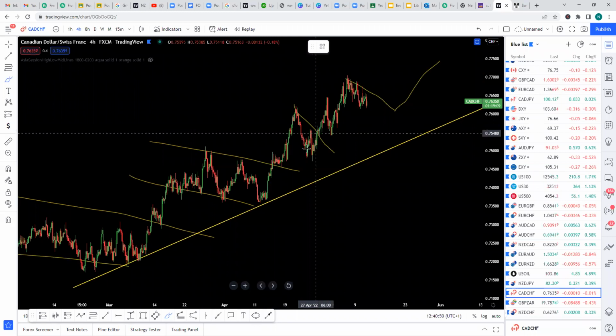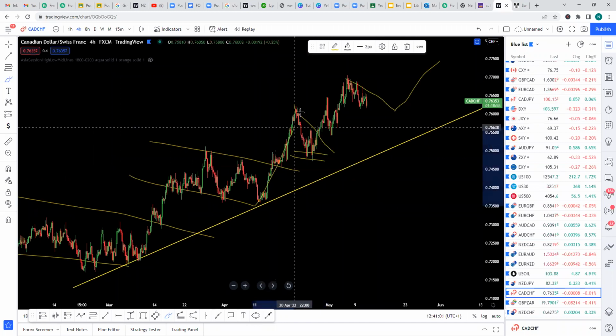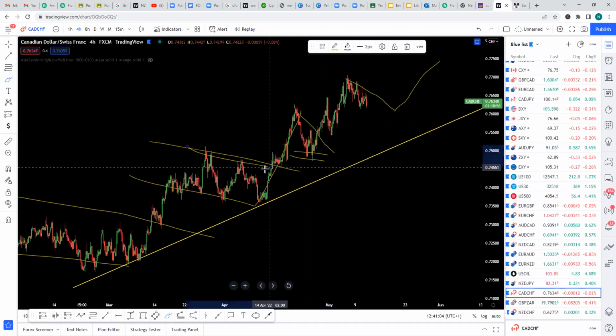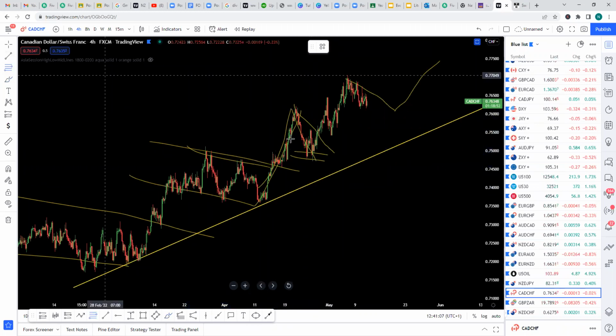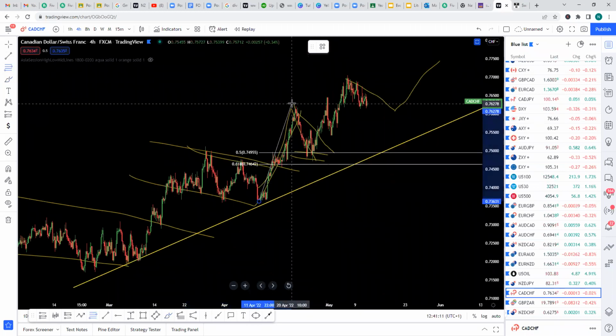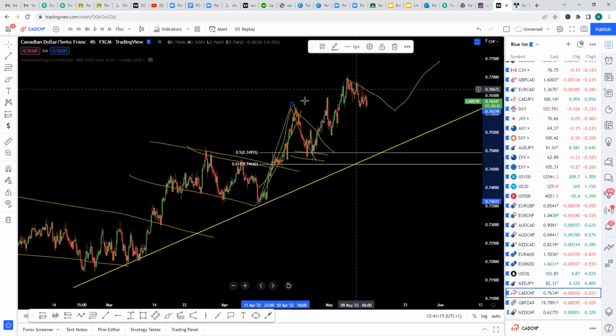Because right now, this is the demand level where this pair is cleaner to be bought. After this break of structure, this is structure. After this break, the market has come back to where? 61.8. Can you see here? 61.8 has tested it and it's going.